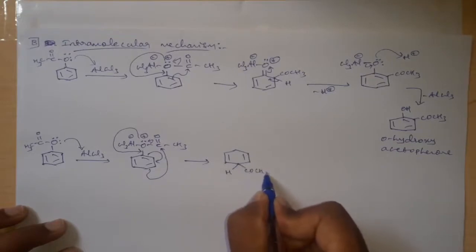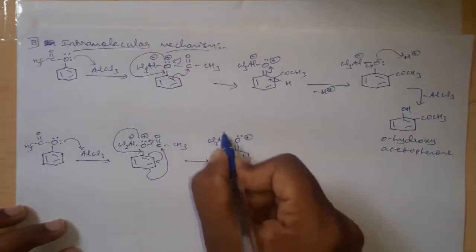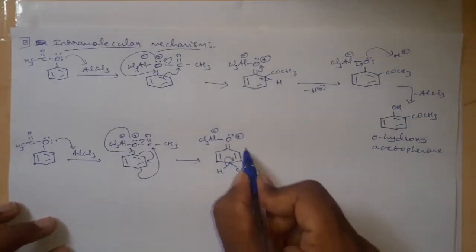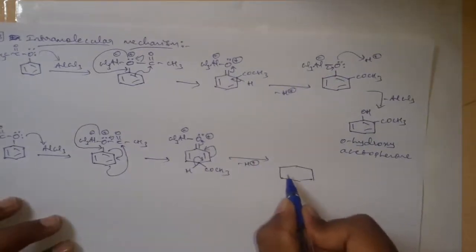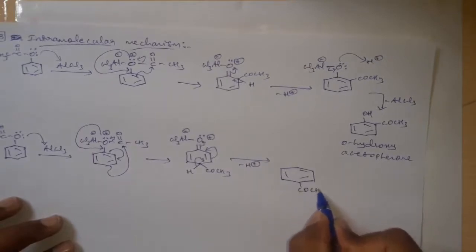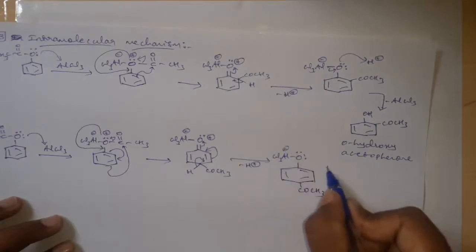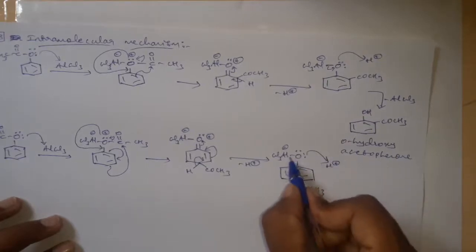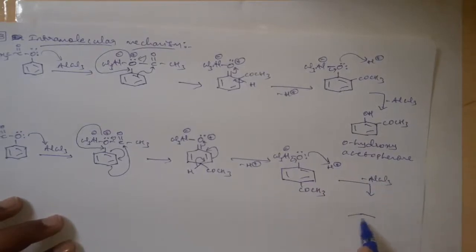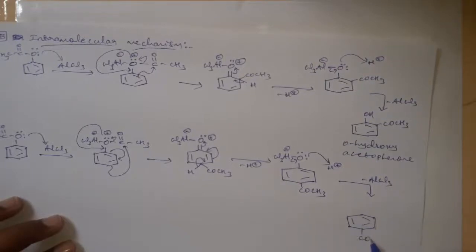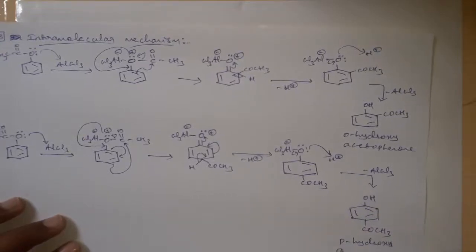H, COCH3, double bond O, AlCl3 minus. Then back bonding takes place with the loss of proton, COCH3 single bond, AlCl3. Then that proton in the last step is dragged by the oxygen, and this oxygen aluminium bond is breaking, and after the loss of AlCl3 we will get the final product COCH3 OH, that is a para hydroxyacetophenone.